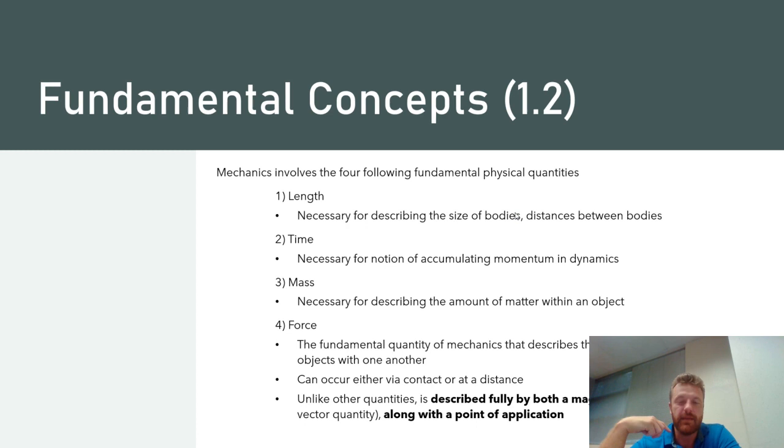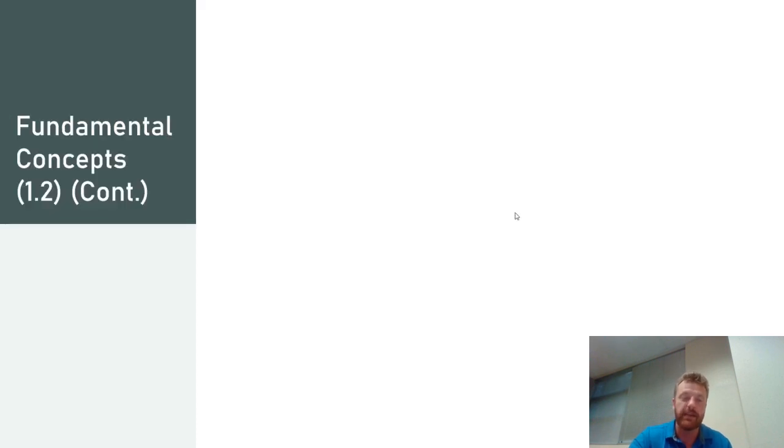In order to fully describe it, you need to specify both the magnitude along with the direction. In addition to just being a vector, which is what that means in terms of describing magnitude and direction, in most cases, when we get into non-concurrent forces and deal with rigid bodies, we'll also have to be specific about its point of application on a body.